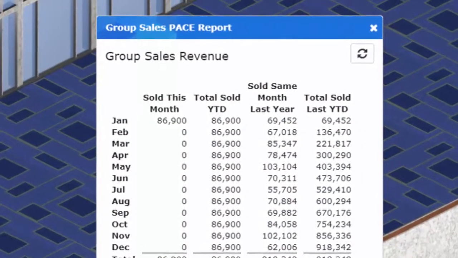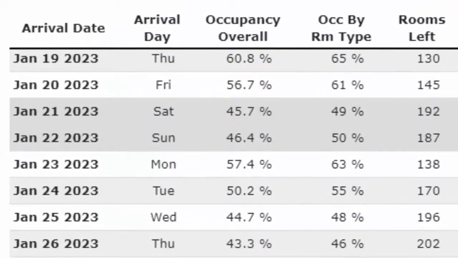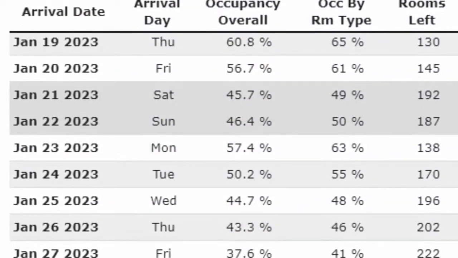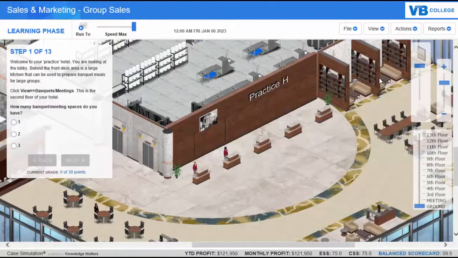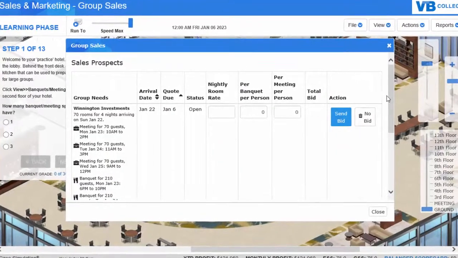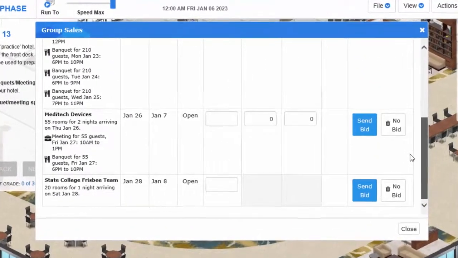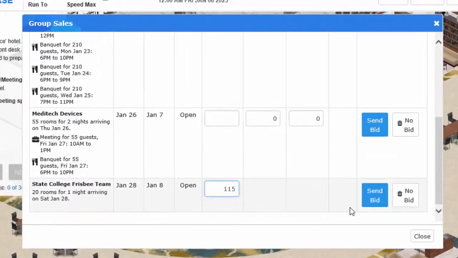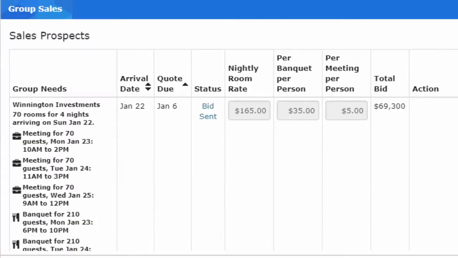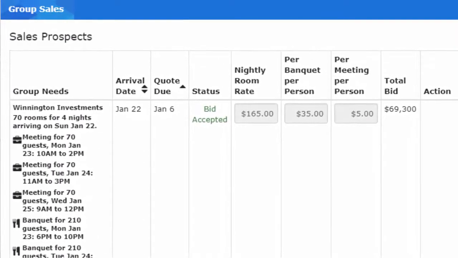As students begin selling rooms and meeting space to large groups, they will soon discover that room inventory doesn't always equal the number of interested groups. Students will have to continue studying and refining the ranking process to ensure that they're maximizing prices for available rooms and meeting spaces among potential clients.